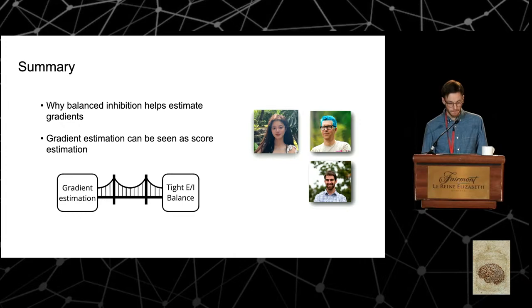So at this point, I'd like to conclude and thank Estelle and as well everyone in the broader literature in which this is situated. Estelle is an undergraduate currently looking for PhD programs. If you like this work, please reach out. So overall, we propose one particular way in which balanced inhibition could help estimate gradients. And broadly we are pushing forward this perspective of seeing gradient estimation as score estimation. Thank you.